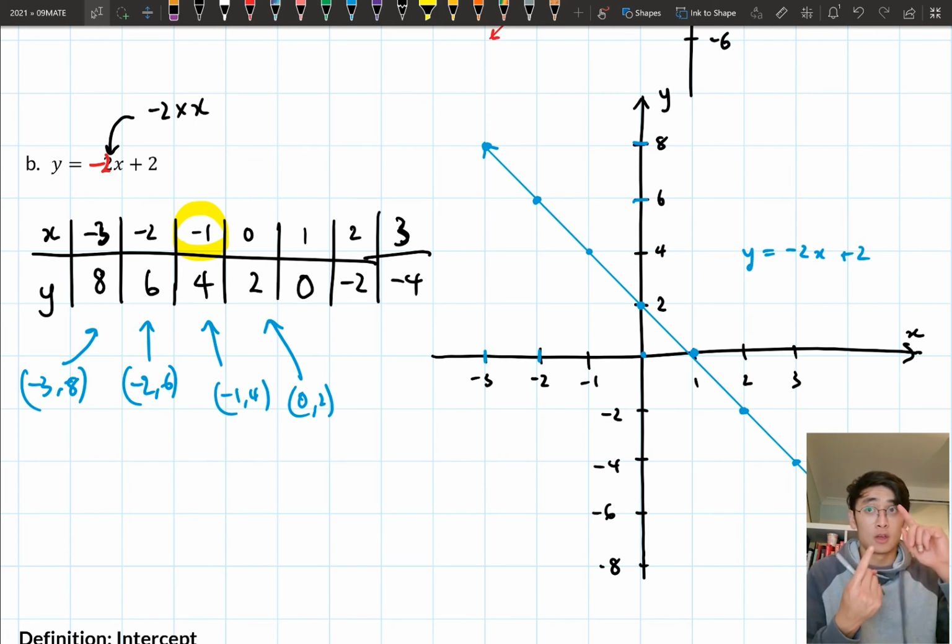Okay, so we've filled in a table of values. Well, actually, we've plotted points on a Cartesian plane. We've filled in a table of values and we've plotted them on a Cartesian plane so that we've created a straight line. What we want to actually look at next is this concept called the intercept.